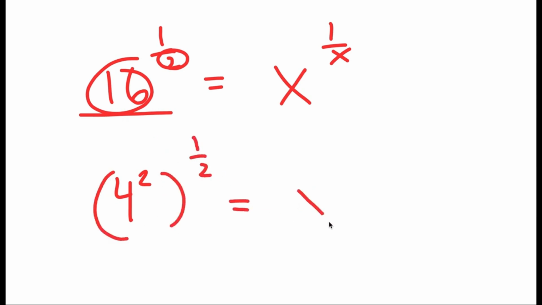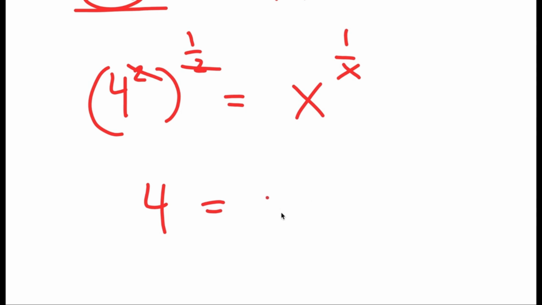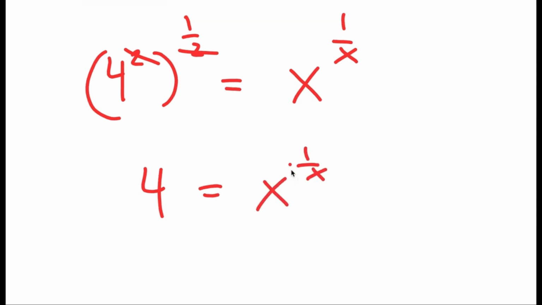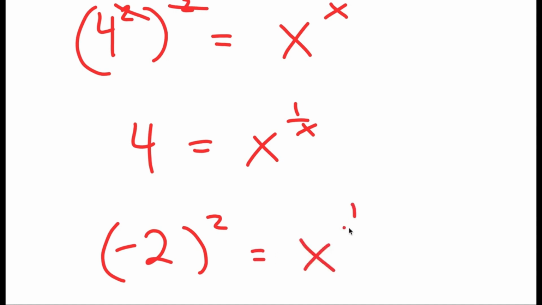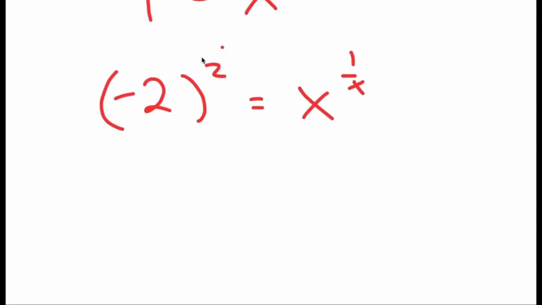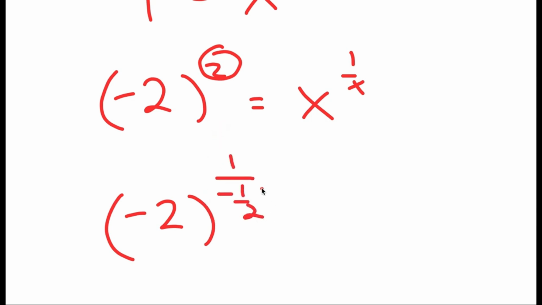So I have 4 squared to the power of 1/2 is equal to x to the power of 1 over x. And now remember, these two multiply. 2 times 1/2 is just 1. So I'm left with 4 is equal to x to the power of 1 over x. Now 4 is the same thing as -2 squared. And 2, our exponent here, I can rewrite as 1 over -1/2.